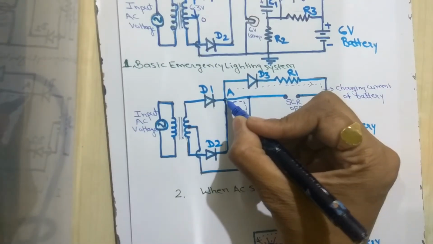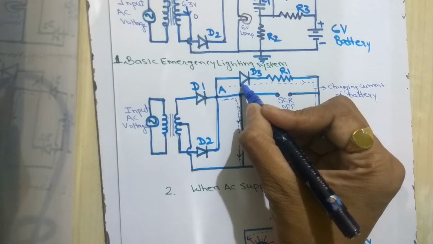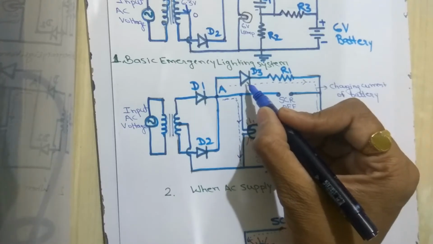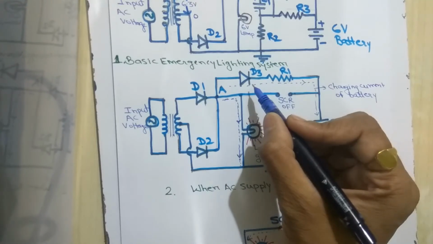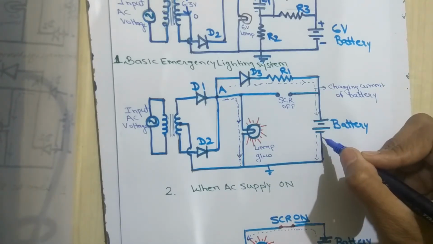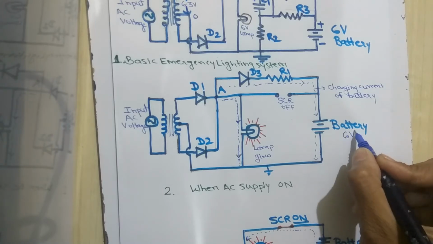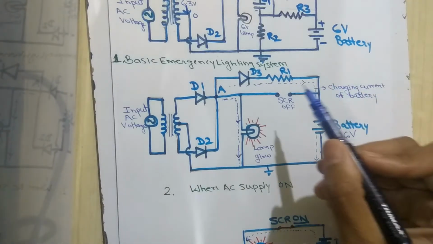Similarly, at the same time, that voltage is applied to the diode D3. Diode D3 is on, and current flows through R1 and the battery, which charges the battery towards its maximum value of 6 volts.